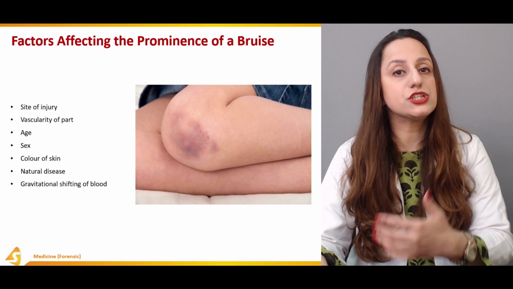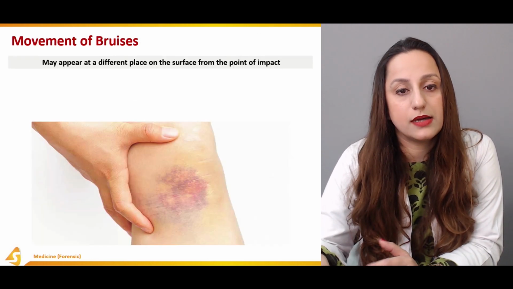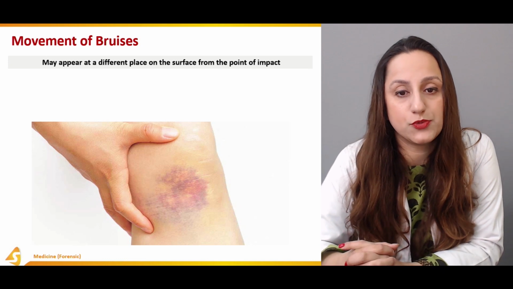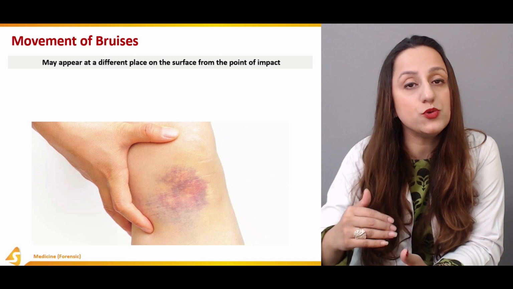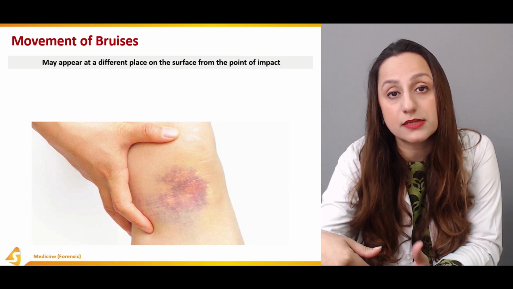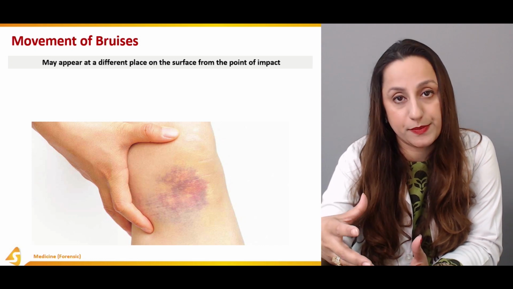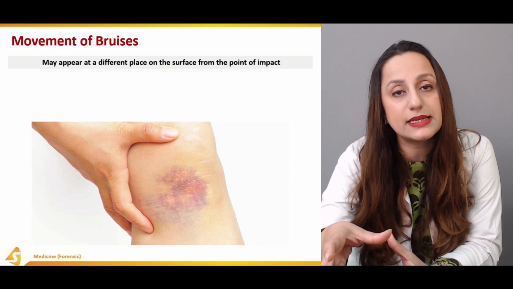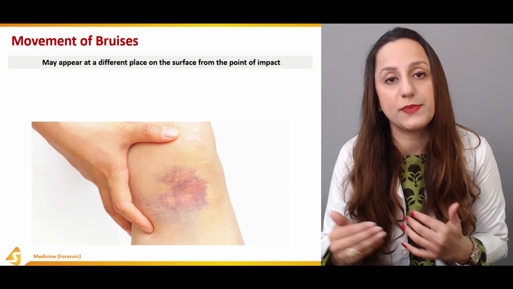Now, the gravitational shifting of the blood causes the movement of the bruising. That is what I was talking about, the movement of the bruise. The bruise appears first at one place, and then it appears at some other place that is very distant from the point of impact. So that looks as if the bruise has moved from one place to another.